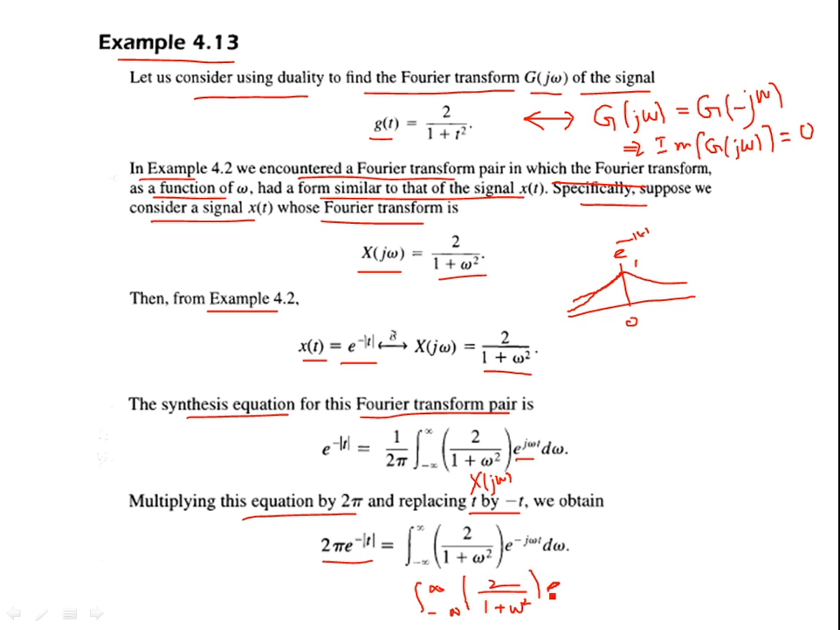Multiply by e to the j omega t, if you're going to change t by plus t, right? Then d omega. So what is this? Well, this is the Fourier inverse. This becomes the inverse Fourier transform of what? This will be 2 pi e to the minus |t|. If you divide this by 2 pi, this becomes the inverse Fourier transform of e to the minus magnitude of t, right? This is what it says.